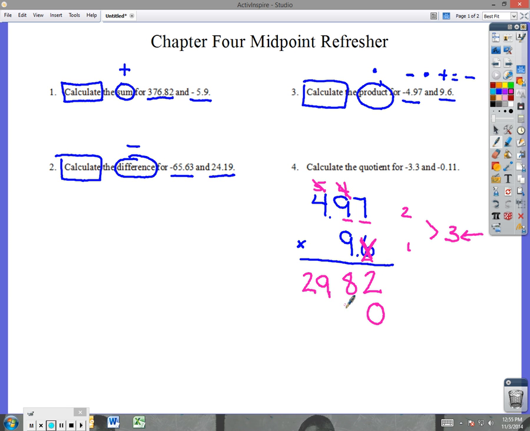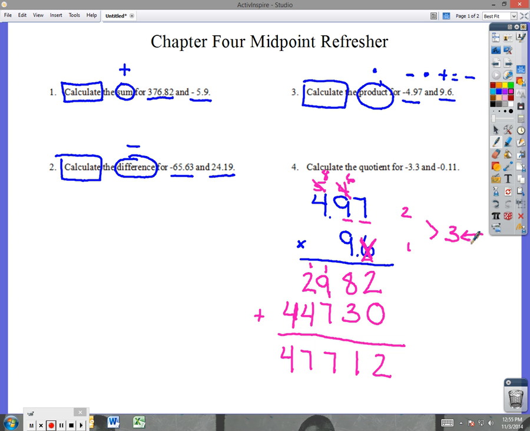So 9 times 7 is 63. 9 times 9 is 81, plus 7 is 87. 9 times 4 is 36. 36 plus 4 would be 40. So plus another 4, that gives me 44, I believe. Let's take a look and start to add. 2, 11. Put the addition sign here just so you know what operation I'm doing. 16, 17. 6, 7, 4.